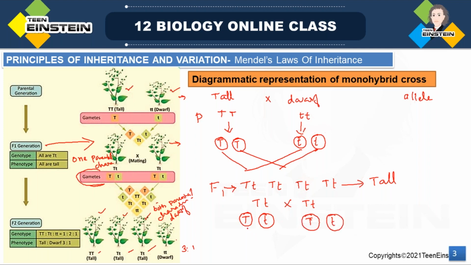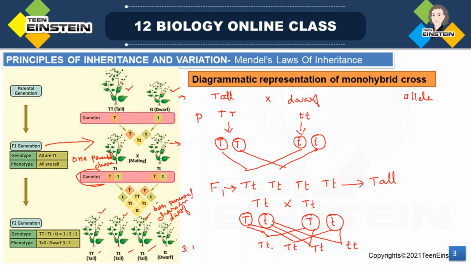So how will it be? Here, you can see, these both will combine, right? It will form capital T, capital T. And if this one is combining with this, it will form capital T, small t. And these both here, this combination, is also forming capital T, small t. And the last combination is small t, small t, right?